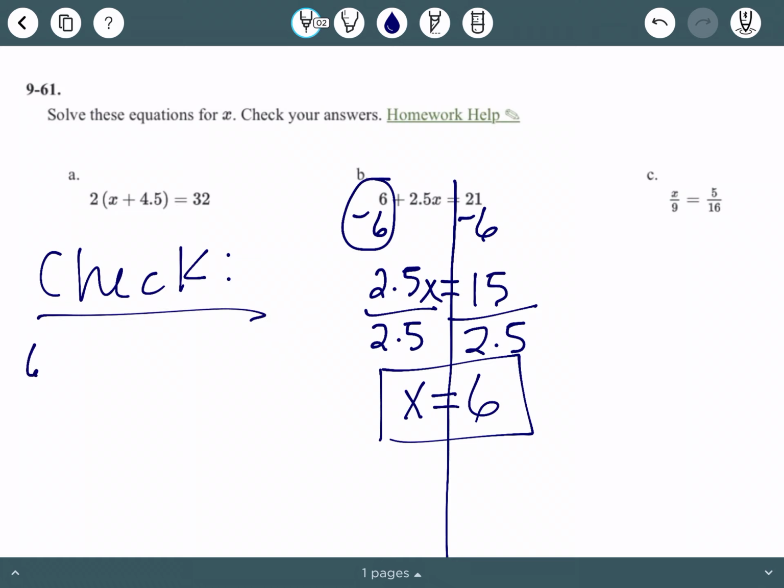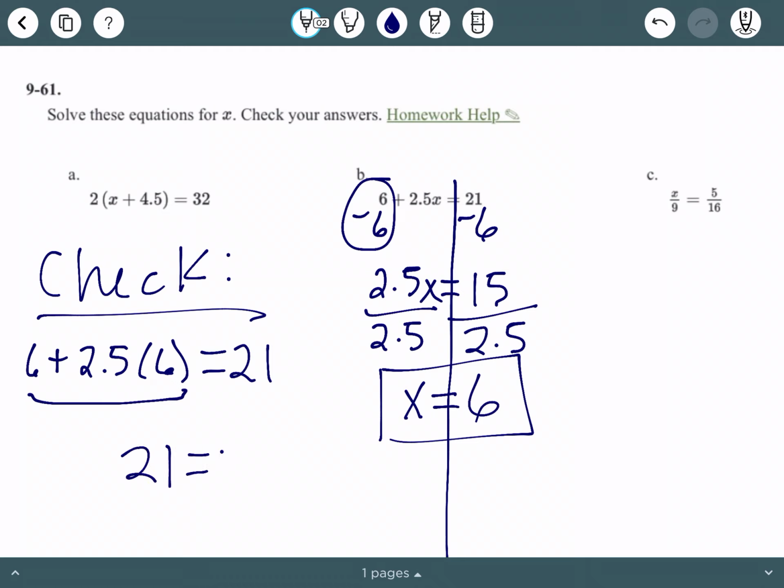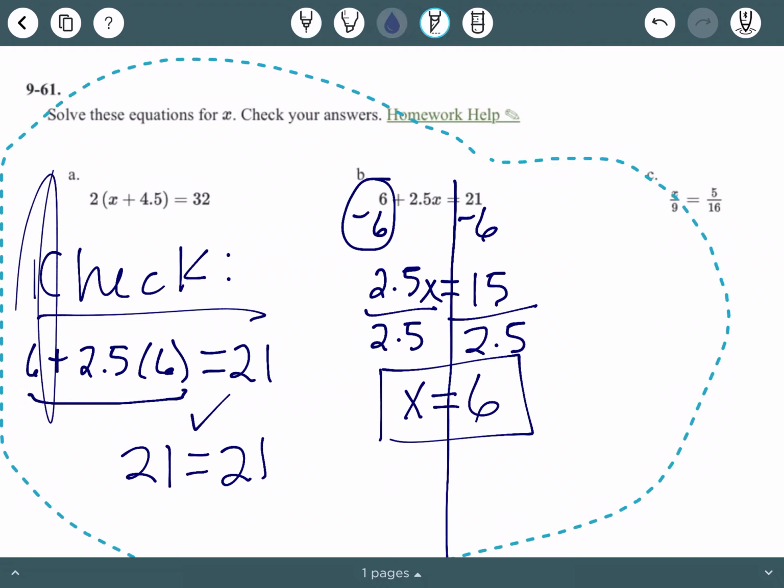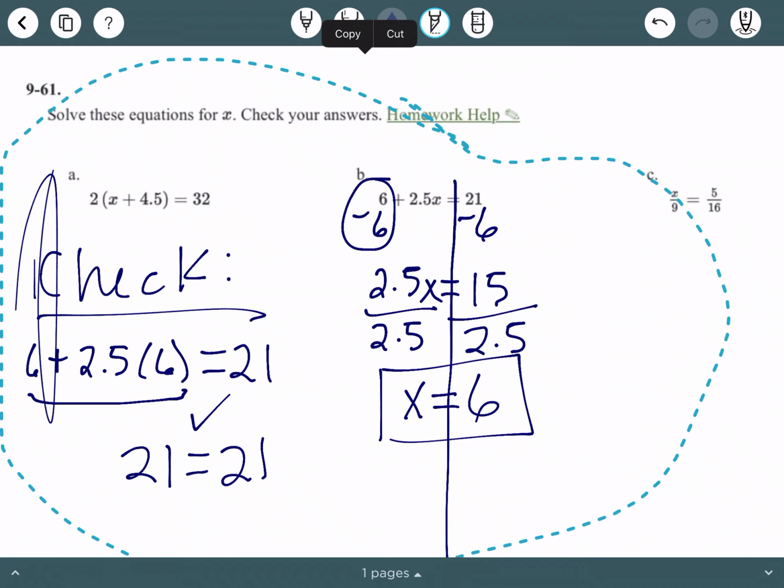All right, let's do that check. So we need 6 plus 2.5x, where we're plugging in 6 with parentheses. Again, just plug that into the calculator exactly as you see it, and you should get 21 equals 21, which means we are good. x equals 6. All right, and part C.